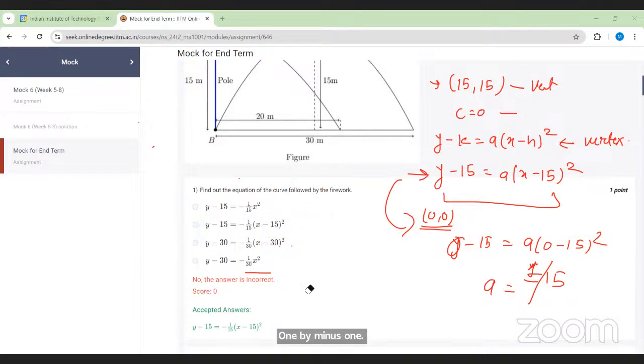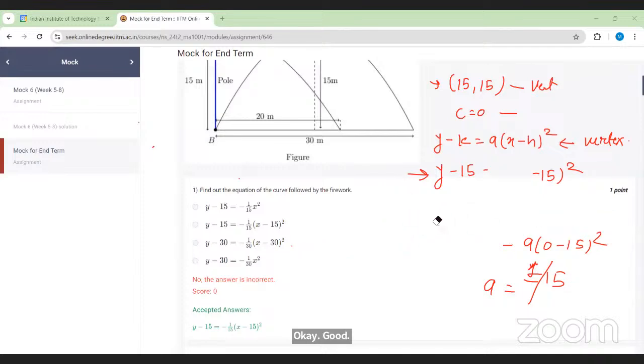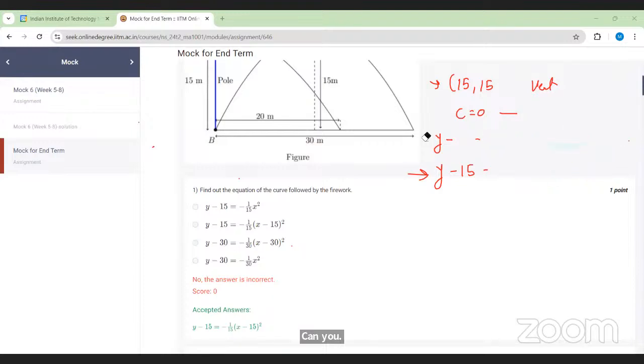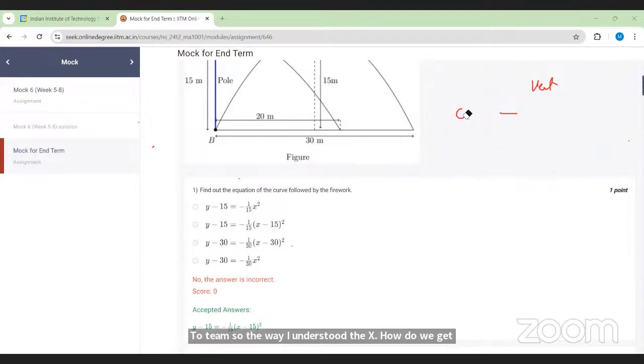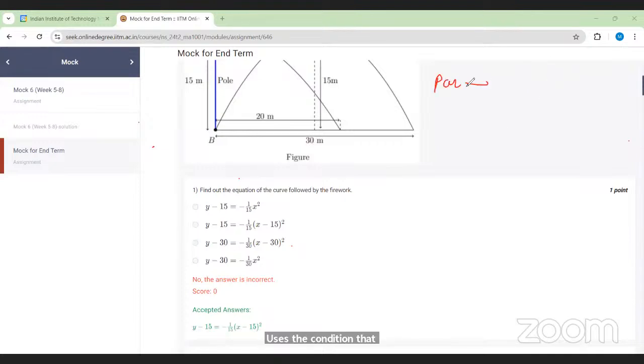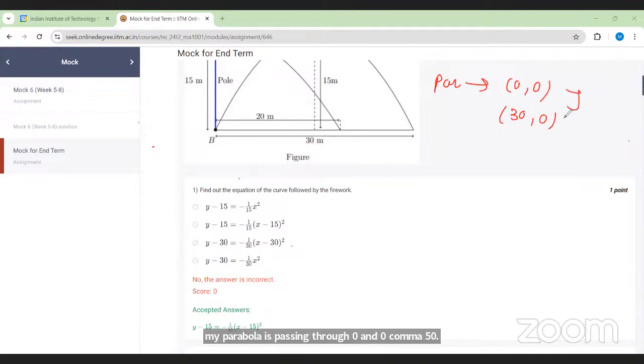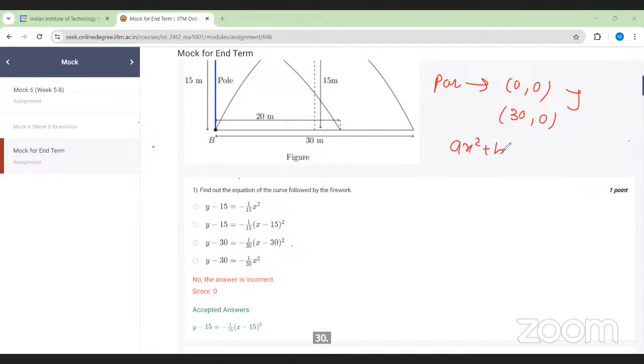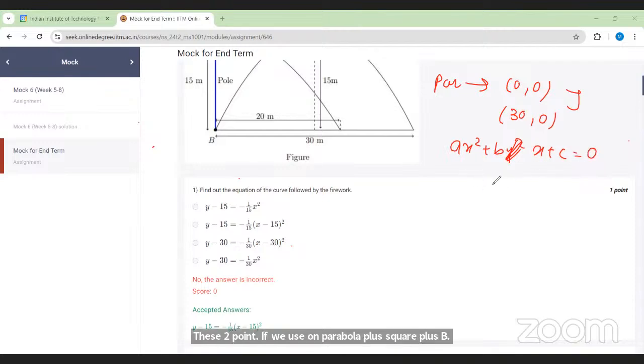Okay, good. Ma'am, how did we get 15 for the vertex? The y I understood, so the x, how do we get 15? We use the two conditions. We use the condition that my parabola is passing through 0, 0 and 30, 0. These two points, if we use on the parabola ax square plus bx plus c is equal to 0, you can find out the relation between a and b and just substitute in the vertex minus b by 2a. We will get it. Okay. Fine.